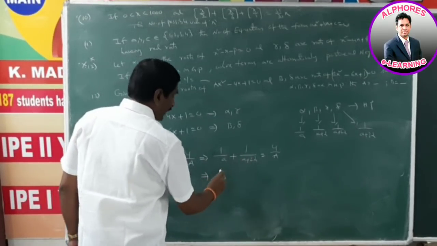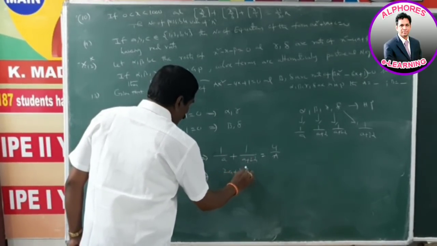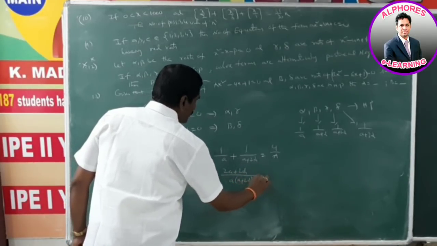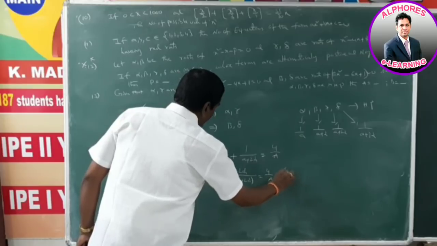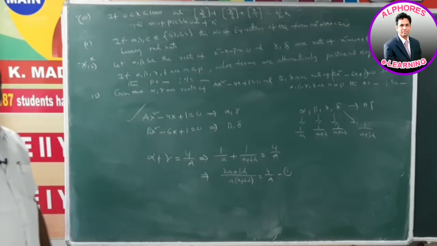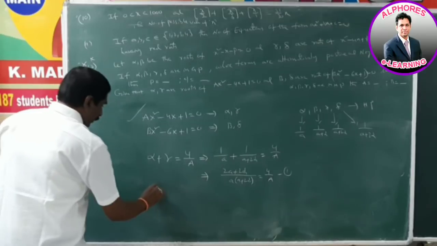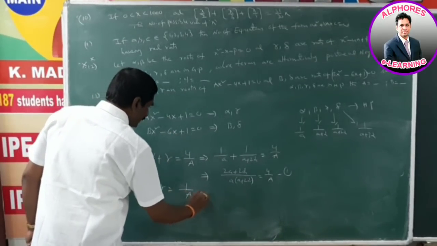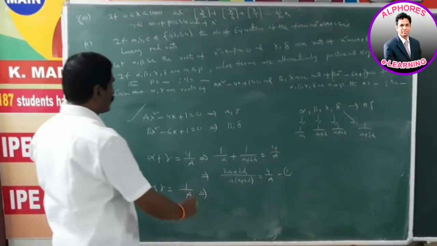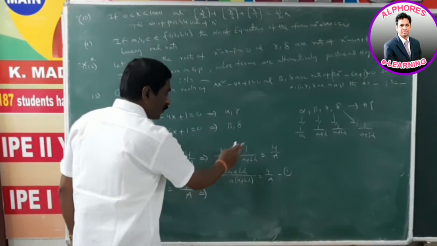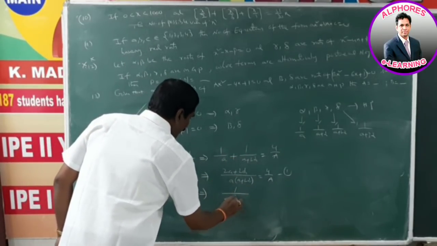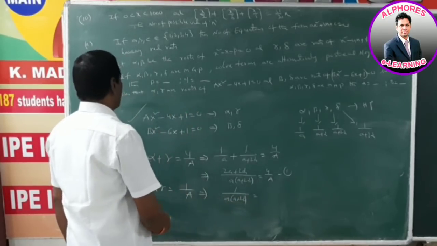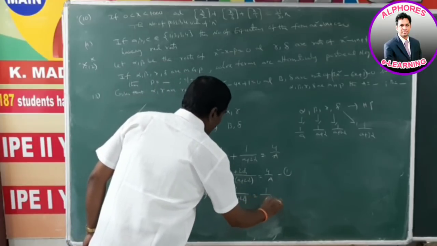After LCM, we get (2a + 2d)/(a(a + 2d)) = 4/a. It is equation number 1. Okay. Next, the product of the roots is equal to c/a, that means 1/a. That implies the product of the roots, 1/a into 1/(a + 2d), that is 1/(a(a + 2d)) is equal to c/a, which means 1/a. It is equation number 2.